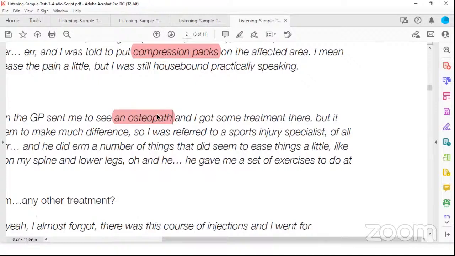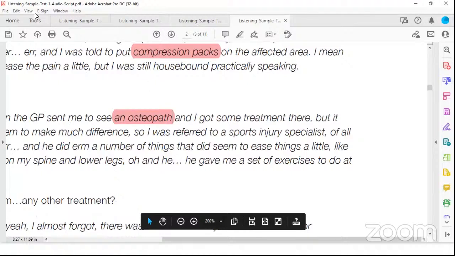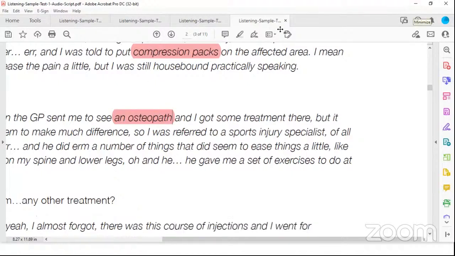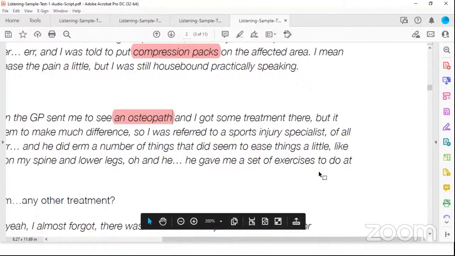An osteopath. Singular or plural, osteopath is a countable noun. One osteopath, two osteopaths, three osteopaths, like doctors: one doctor, two doctors, three doctors. So it is a countable noun. Okay, so be careful. Then next one. Fine, so you got it. Next question.